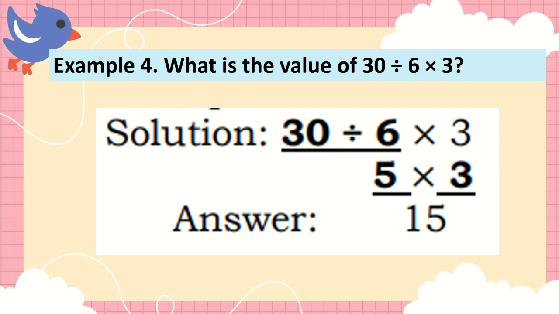For example number 4, what is the value of 30 divided by 6 times 3? Solution. 30 divided by 6 times 3. 30 divided by 6 equals 5. So 5 times 3, then the answer is 15.